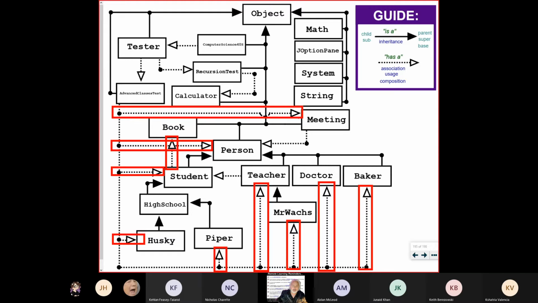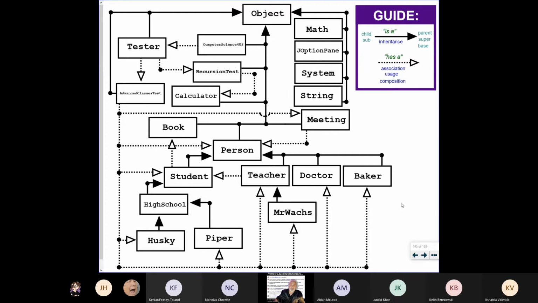meeting class, right? And even if I went into other units, like, oh, the calculator is being used, recursion test is being used, advanced classes test is being used, even testers being used. So the only other one would be computer science 40S. The only other class other than high school that hasn't got an arrow pointing into it that has a dotted line. They're the only two. And yes, I realize these ones as well, but we didn't write these classes. So I want to focus on this high school class.